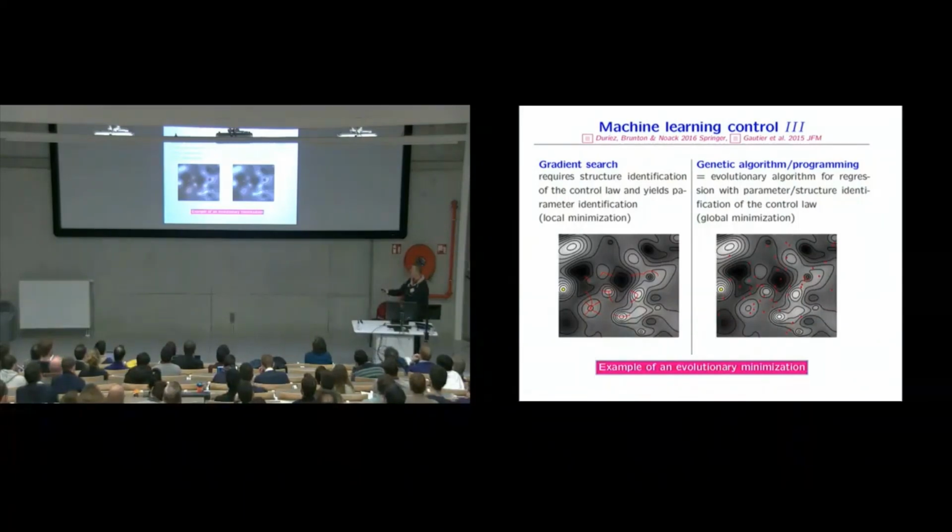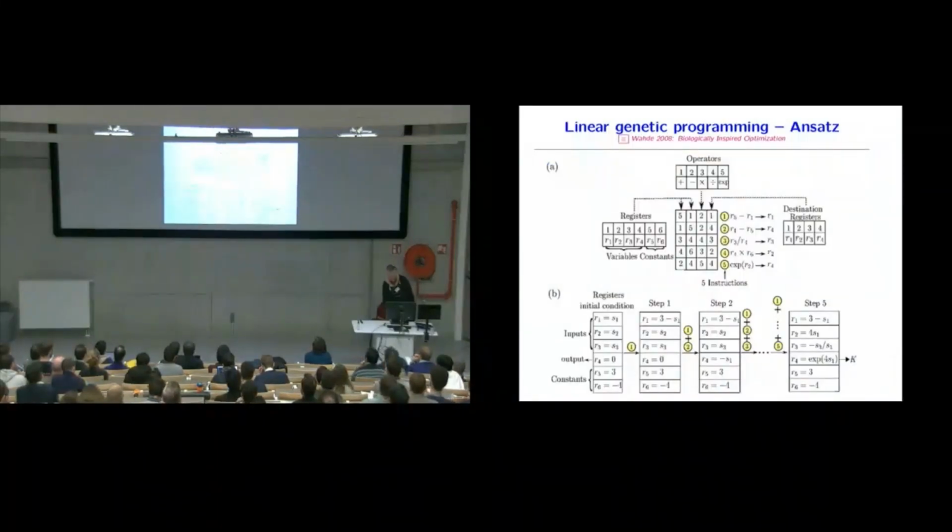I've shown you the evolutionary algorithm, something like the genetic algorithm, for this one already in my first lecture. Now, at the end, we would like to identify a controller. What is a controller?